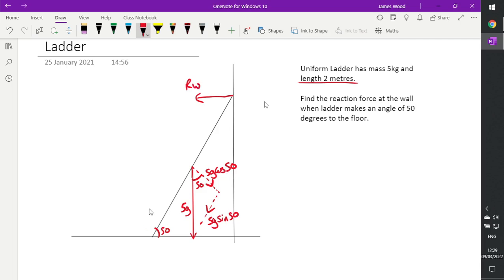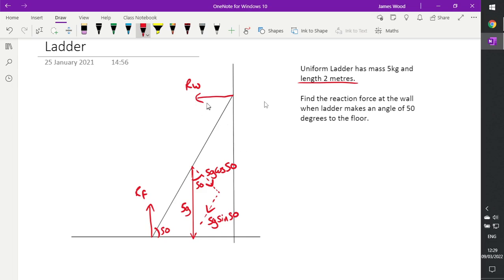Now there would be another reaction on the floor as well. So there'd be a reaction here. Reaction force on the floor. So this is the force that stops the ladder falling through the ground, and this is the force that stops it just sliding through the wall. There is a reaction force back this way.